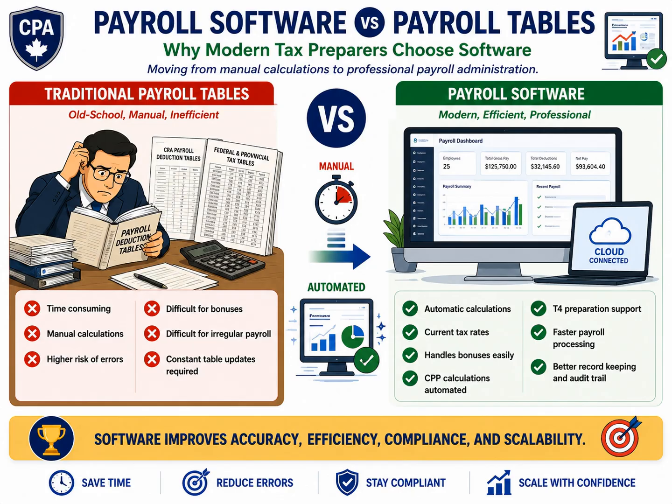However, it is important to remember that software does not eliminate professional responsibility. Software improves speed and accuracy, but it still depends on the quality of the information entered into the system. Incorrect employee data or incorrect payroll inputs can still produce incorrect results. The goal is not simply automation. The goal is using technology to improve accuracy, efficiency, compliance, and scalability while maintaining professional oversight.